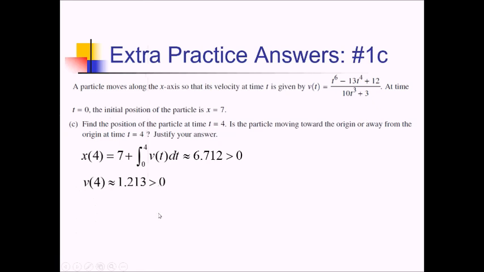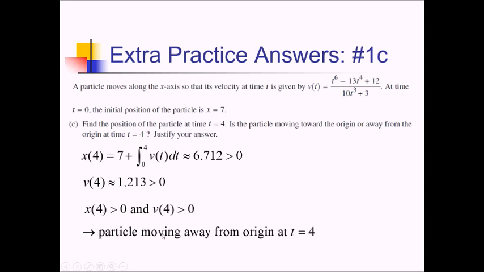So I am to the right of the origin, and I'm also moving right based on this velocity. The sign of velocity and position agree. So this is telling me that I have to be moving away from the origin if I'm on the right and moving more right.